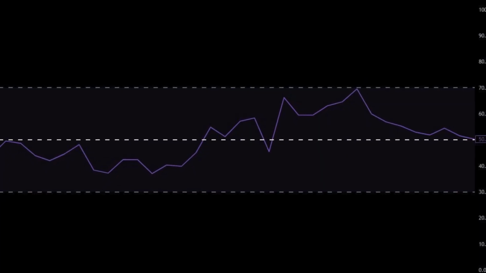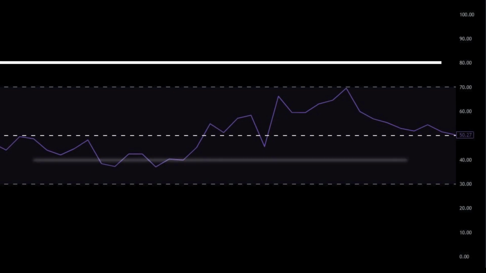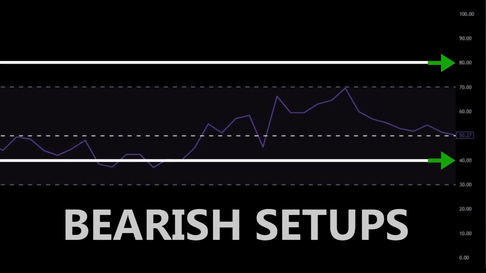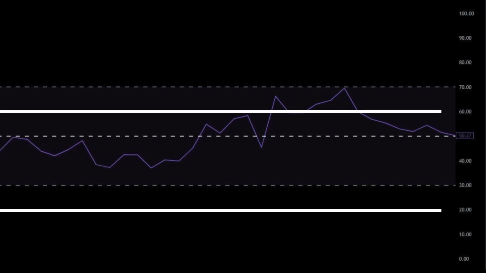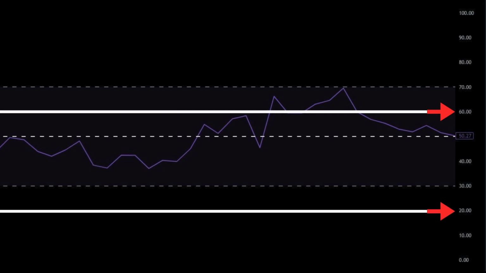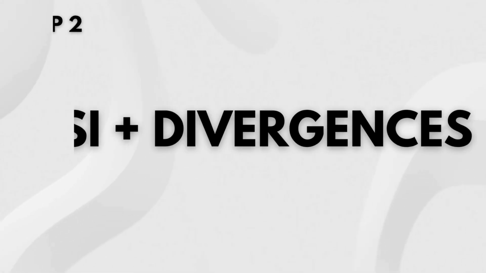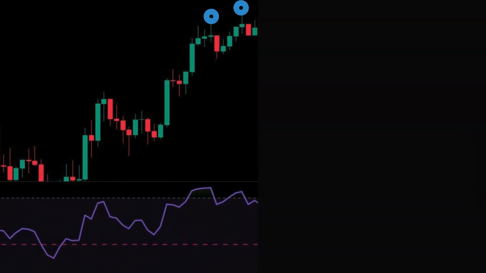So based on the backtesting using the default 14 candles, the bearish setups are normally found between 40 to 80 and the bullish ones from 60 to 20. To identify these setups correctly, we need a method. This is where step 2, divergences, comes in.